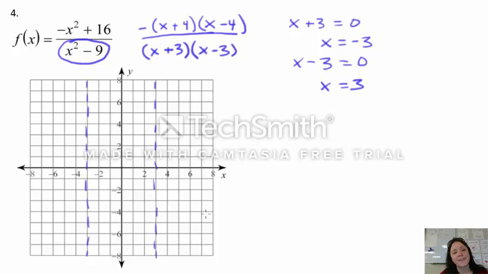And there you have it, the vertical asymptotes for all 4 of our example problems. Next up, we'll go back to problem 1 and we will put in our horizontal asymptotes.